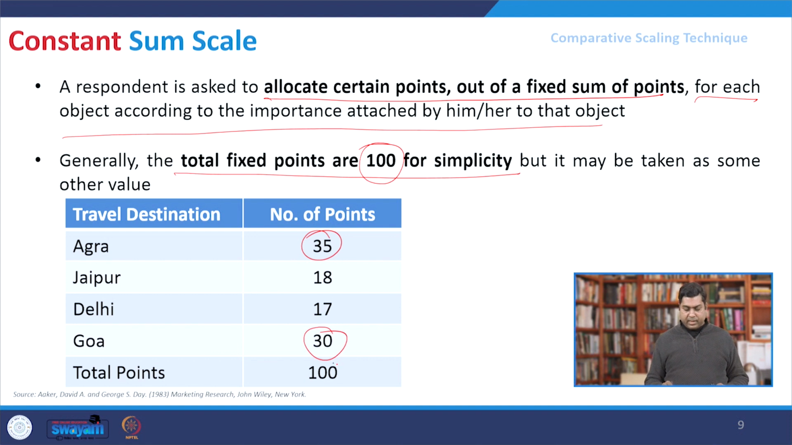So the sum total is 100, but here also you can see that 35 is higher than 30. So this is first, this is second, this is third and this is fourth. This is consistent even with the previous result, but in this case we are assigning a number, not a rank directly. But out of this, definitely this constant sum scale can be converted to the rank order.